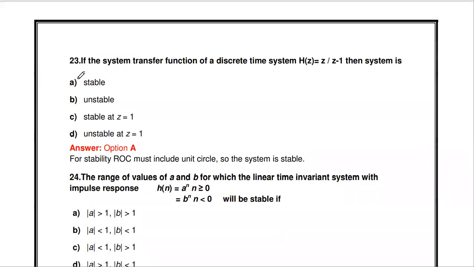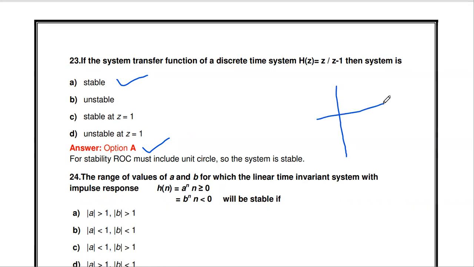Then the next question: if the transfer function of a discrete time system is H(z) equal to z divided by (z - 1), then the system is: stable, unstable, stable at z equal to 1, or unstable at z equal to 1. Which one is correct? Option A, that is stable. Why is this system stable? In this equation, what is the pole? The pole value is 1.